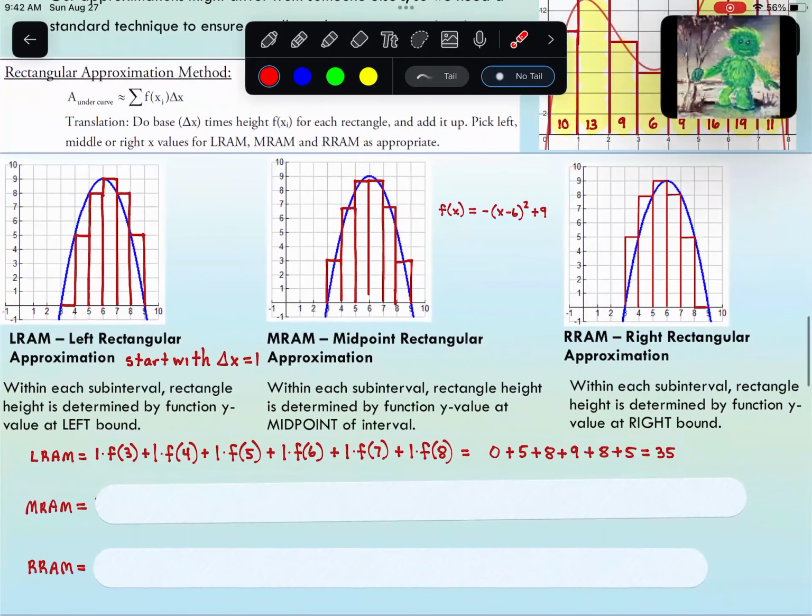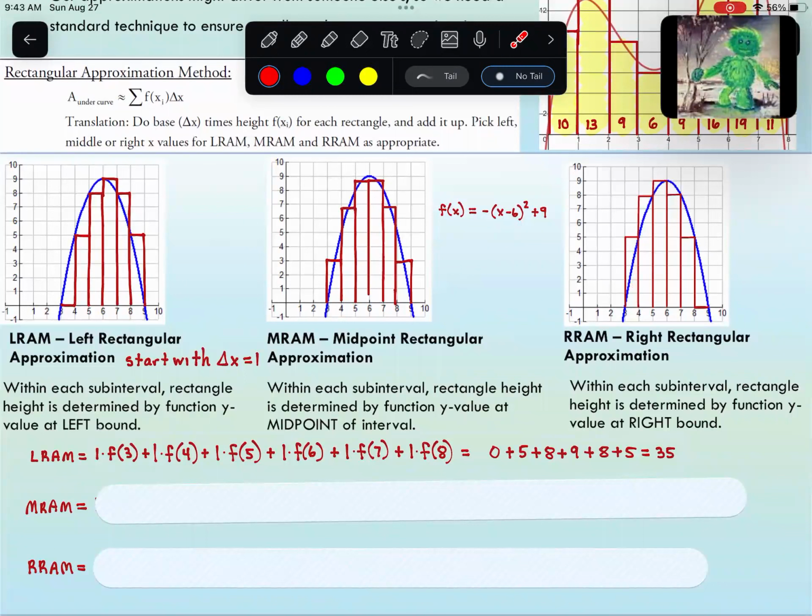If you move over to the far right side, I'm going to jump ahead to RRAM, which is right rectangular approximation. You can probably guess how this works. I've got the same subintervals as before. I've got the same function, but this time for each interval, the height is based on what's happening at the right end of the subinterval. So my very first interval, now I'm very much concerned with x equals 4. What is my blue function value at x equals 4? So we have an actual rectangle as opposed to just nothingness for the first subinterval.